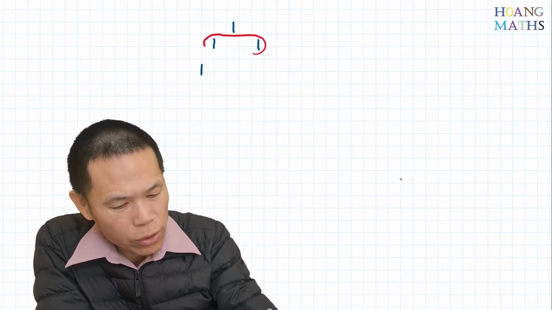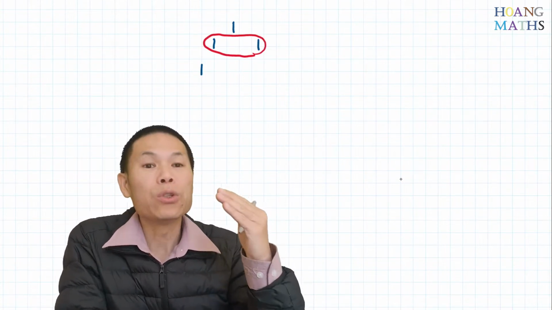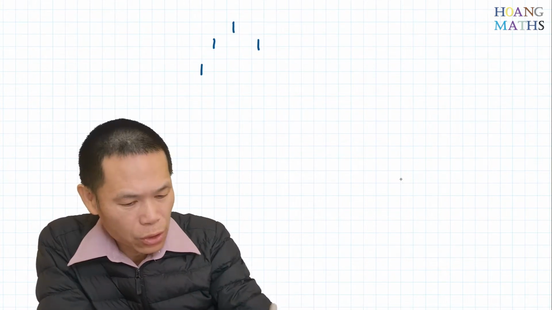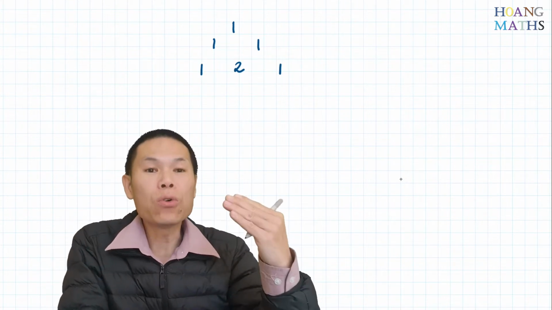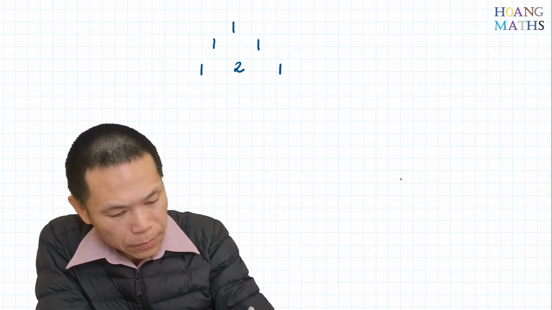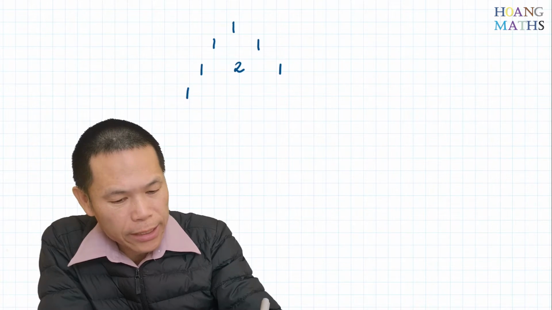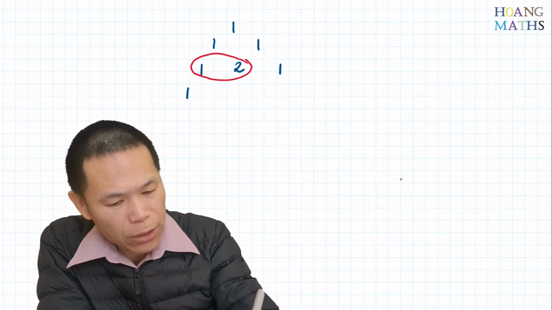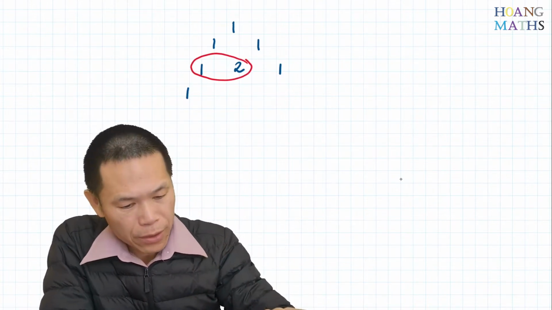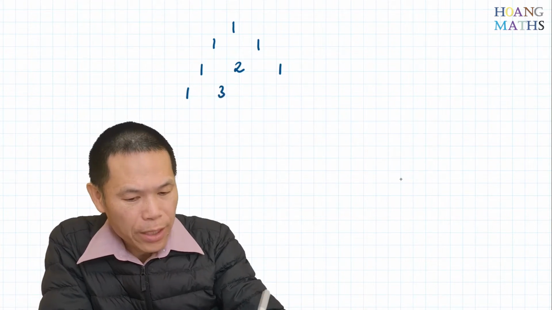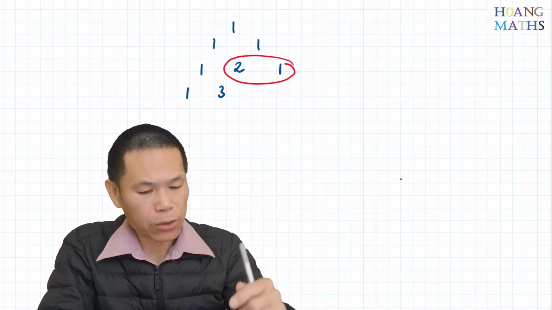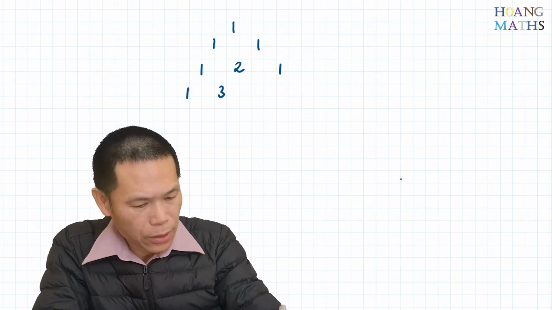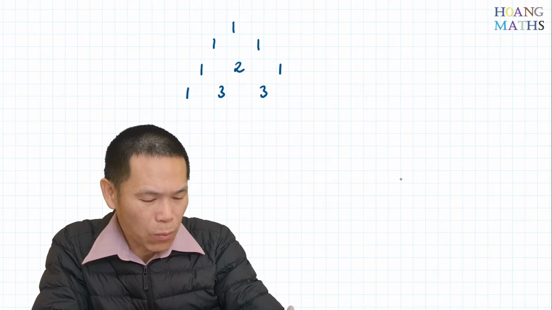And then to find the next number, we add these two numbers together. So that would be 2. Just write this down. So this is 2. And then we end with 1. And the next row, we start with 1. And then to get the next number, these two numbers add together to give me 3. So I write 3 down. And the next number, we add these two together. So 1 plus 2 is 3. So this is 3. And then end with 1.